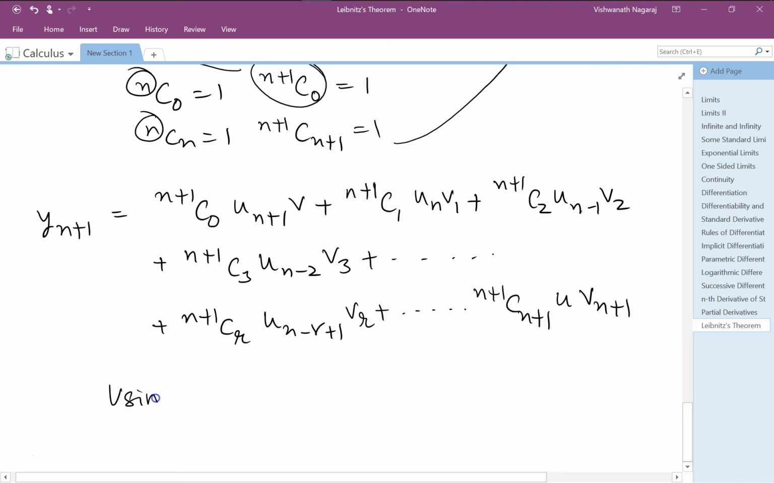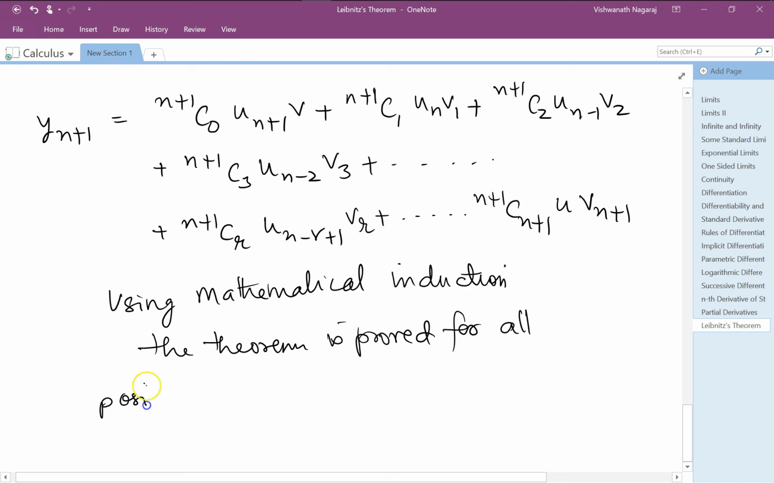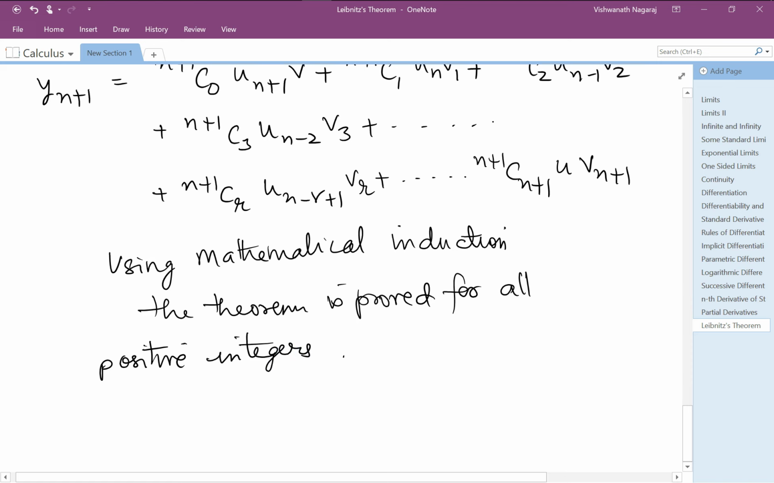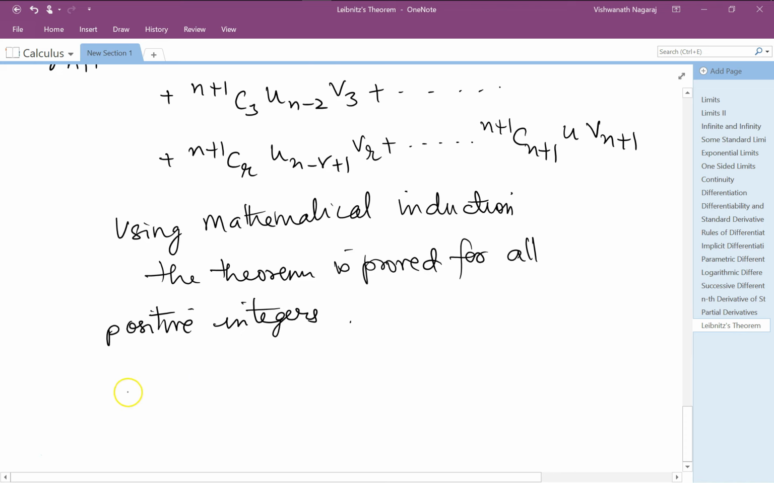using mathematical induction. The theorem is proved for all positive integers, or we can write for all natural numbers. Okay, so that is Leibniz theorem. Enough for today.